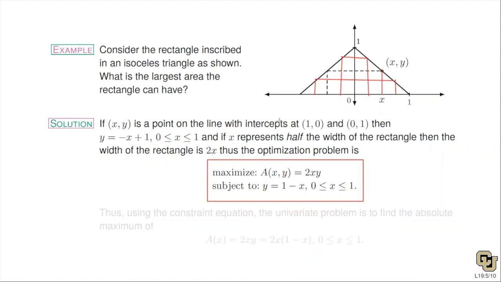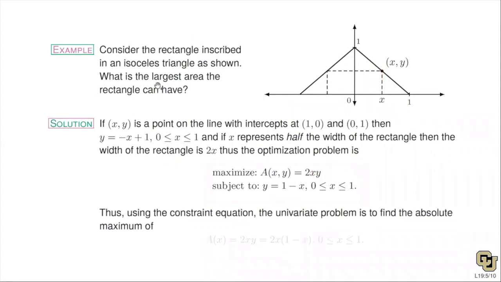So what's going to happen now? Well, this y variable here will be replaced with 1 minus x. Then the function becomes a univariate, one variable function, and we're just back to finding extrema in the usual way. So here, I now want to find the absolute maximum of this function, 2x times y, or 2x times 1 minus x, where x has to be between 0 and 1.